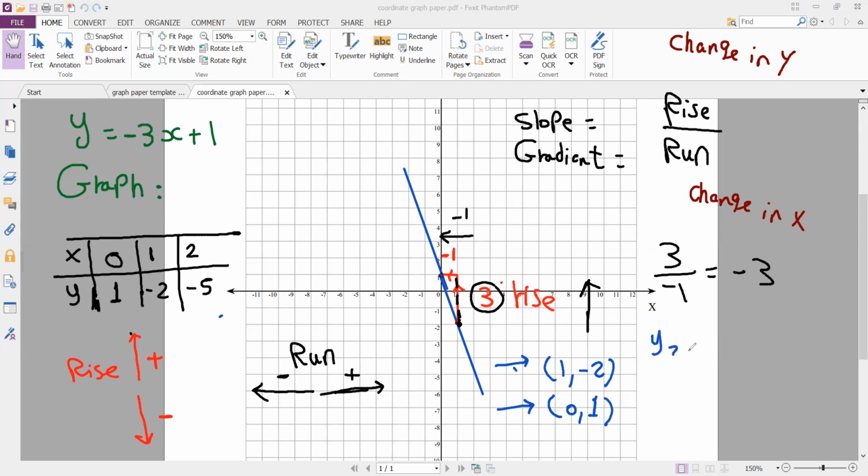So it's y2 minus y1 over x2 minus x1. And don't worry about which is y2 or y1. Any y can be considered y2 and any point can be considered y1. So say it easily, y minus y over x minus x. So it's -2 minus 1 over 1 minus 0. -2 minus 1 is -3 over 1, which is -3. That's the slope.